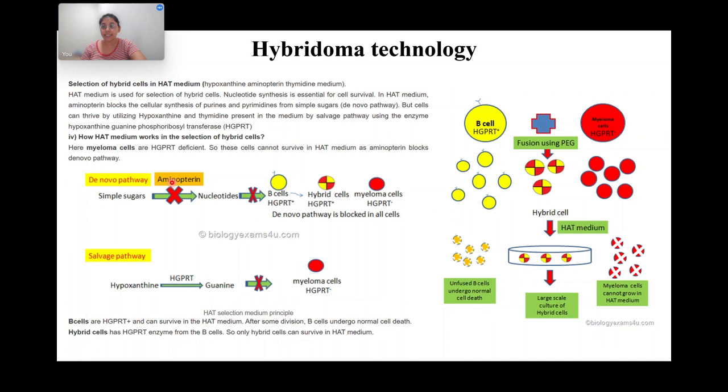Now imagine myeloma cells, you have put that on HAT media. Because of aminopterin, it can't synthesize nucleotide by the de novo pathway, so it is bound to die. It also doesn't have HGPRT, so it can't even use the salvage pathway, so it is doomed to die in this media for sure.